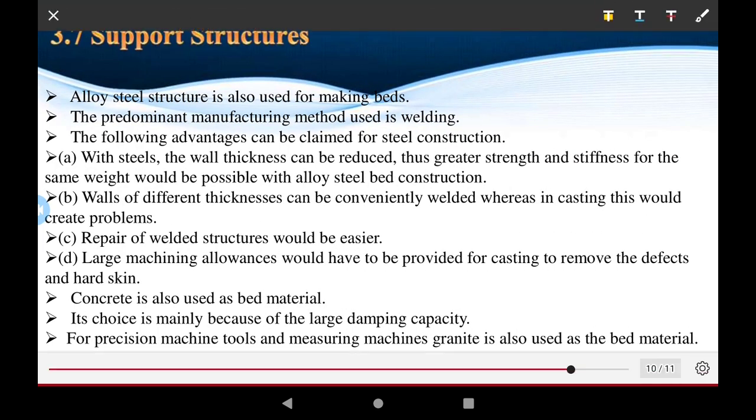The support system elements are made of various materials depending on their application on the machine. Alloy steel structure is also used for the structure and bed of the body. The predominant manufacturing method is the welding operation, used to make the structure of the body and bed. The following advantages can be claimed for steel construction. Steel is also used in welded structures, pillars and poles.